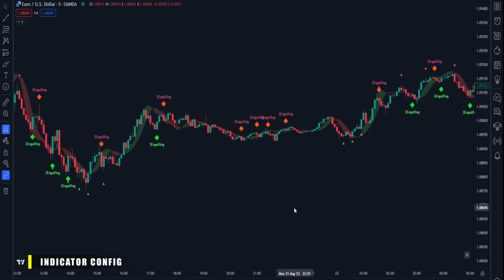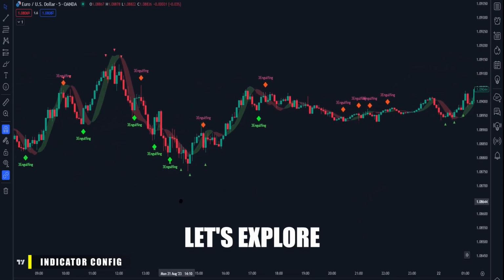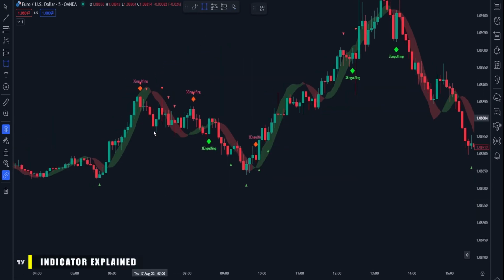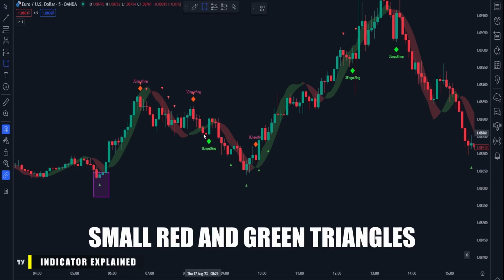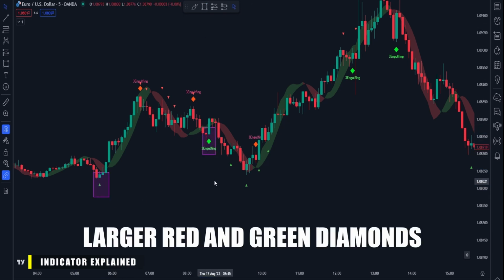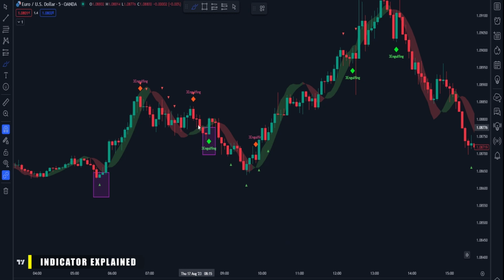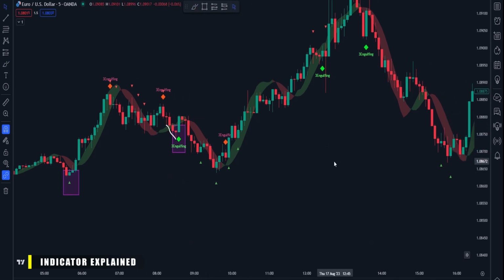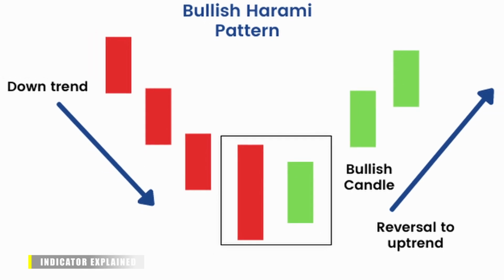Now that our configuration is set, let's explore how to execute precise reversal entries. Once the setup is complete, you'll encounter two types of signals. One comprises small red and green triangles, while the other consists of larger red and green diamonds. These prominent diamonds indicate three engulfing candles, one of the most effective candlestick patterns for identifying trend reversals.